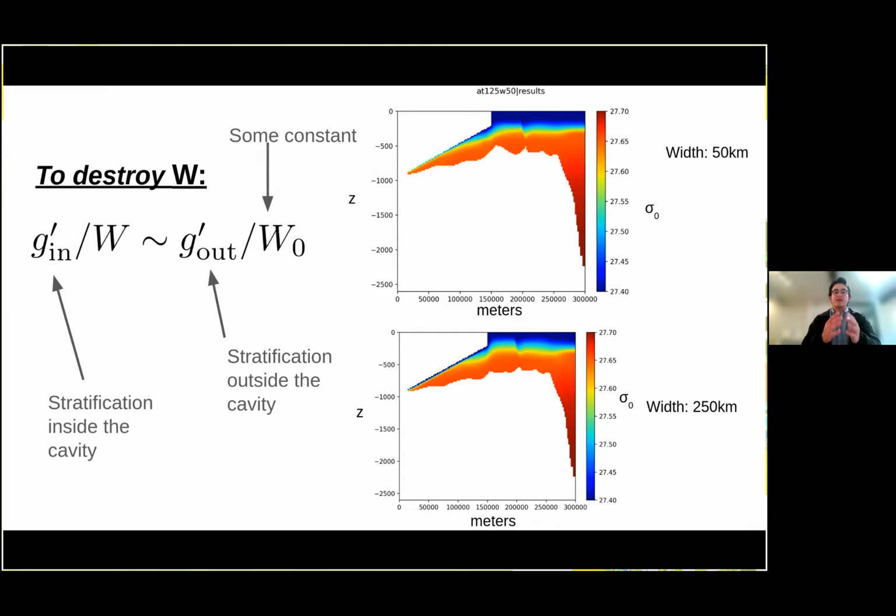So basically, the wider you made your cavity, the stronger the stratification inside of it got, and that meant more hot water in, which balanced the more ice you had to melt. I explained that a little poorly, but basically what it allows us to do is to replace the interior stratification of the cavity divided by the width, which was a term in our equation for melt, replace it with the stratification outside the cavity divided by some constant W0.